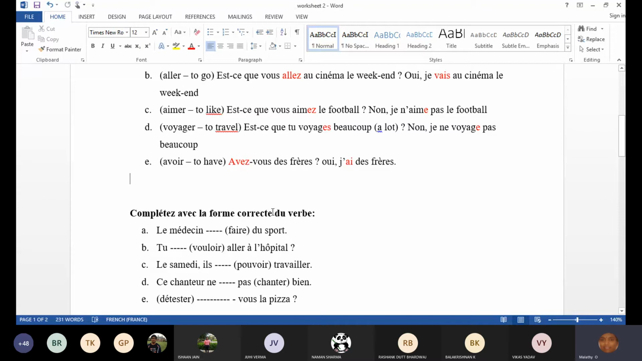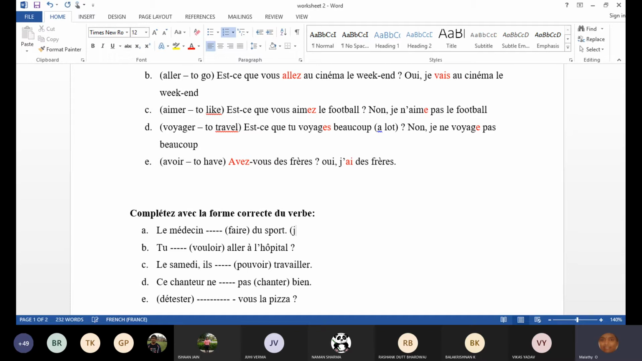Complete with the correct form of the word. So you know the word "au" is a preposition that we learned with "du", the contracted article, and the correct form of the verb. The verbs are mentioned within brackets. And you know, faire is an irregular verb. You need to know the conjugation of faire.